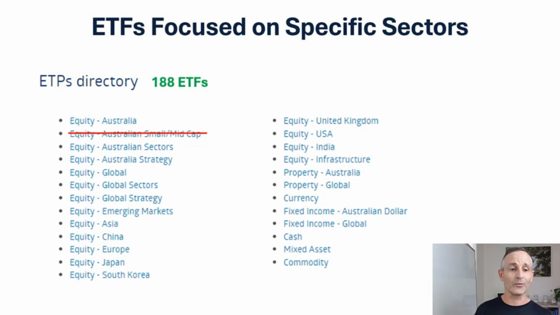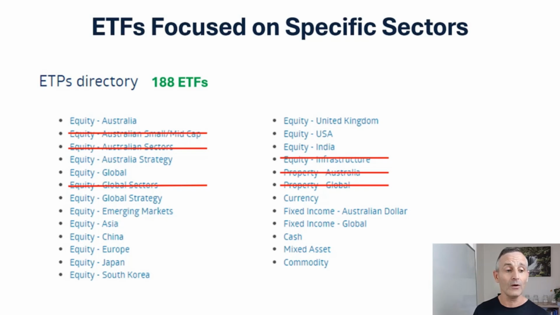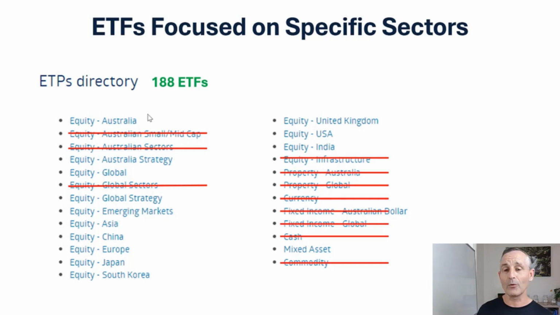So what we're going to do is remove Australian sectors, we're going to remove global sectors, we're going to remove infrastructure, we're going to remove property, both Australian and global, we're going to remove currency, we're going to remove fixed income for Australian dollar, fixed income for global, we're going to remove cash, and we're going to remove commodities. So that's brought our 328 ETFs down to 188 so far.